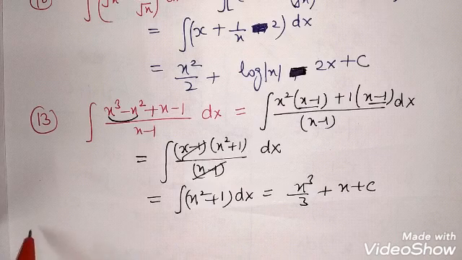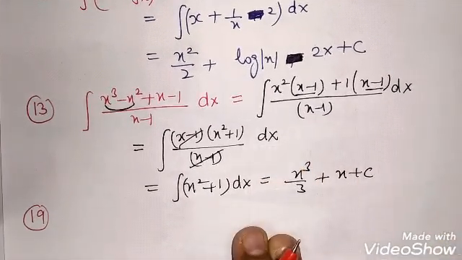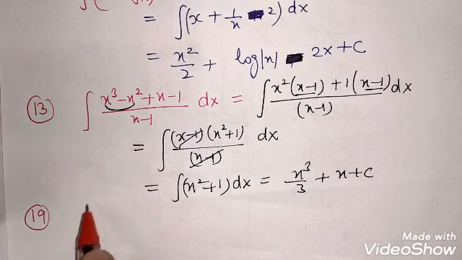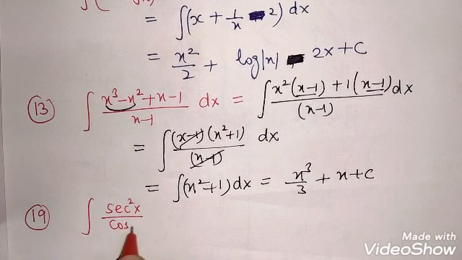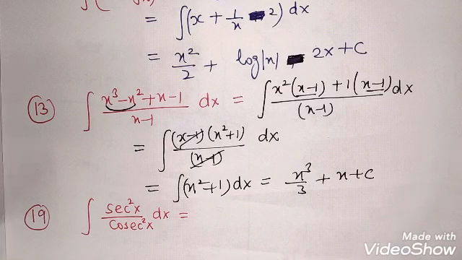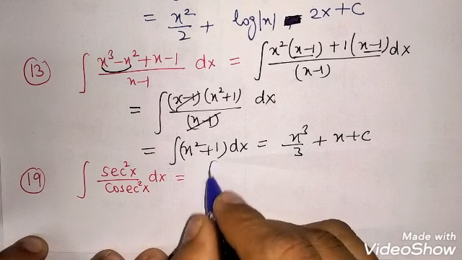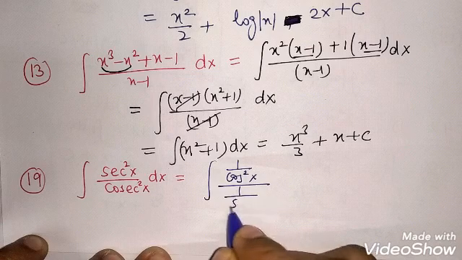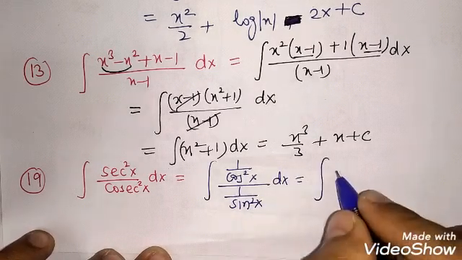Those which are the same as I did previously in examples as well as in questions, I am not going to repeat the same type of questions. Integration of secant square x upon cosecant square x dx. This question is like: 1 upon secant square x is cos square x, and 1 upon cosecant square x is sin square x. dx is obviously outside. I can write it as sin square x upon cos square x.